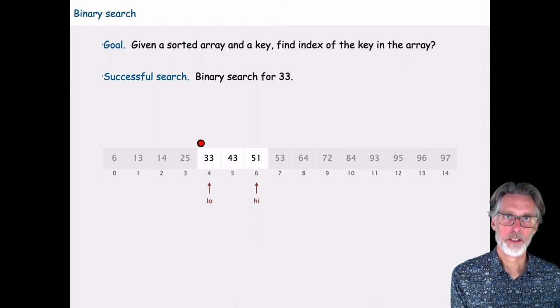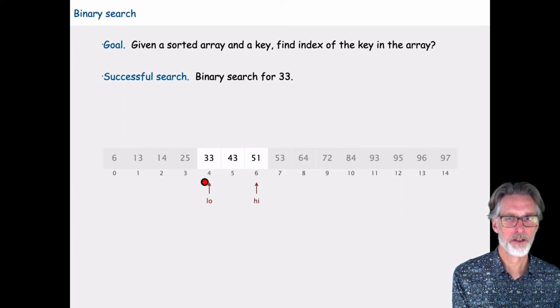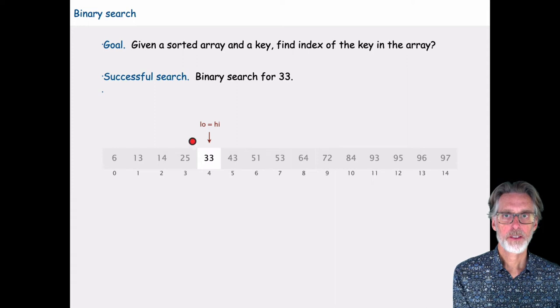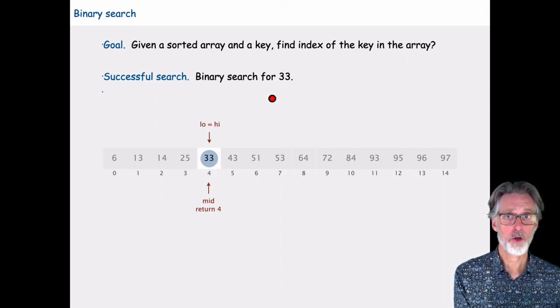We now have 3 elements left. So to compute the midpoint, we take the high minus the low divided by 2 and then add the low. And in this case, that's going to give us 5, which holds the number 43. 43 is larger than 33. Therefore, we are going to move the high pointer down so that it is now equal to the low pointer. Now our low pointer and our high pointer are equal, and therefore so is our midpoint. Fortunately for us, in this case, we found what we're looking for, and therefore we can return success. We found the location of this element to be 4.